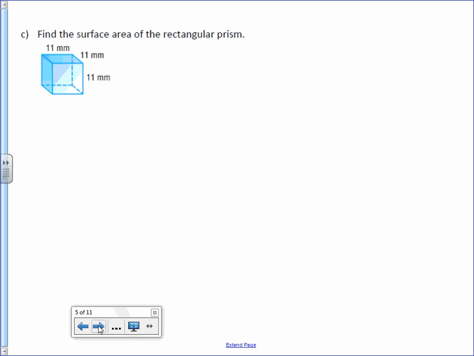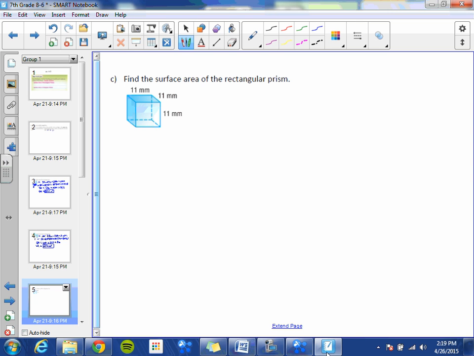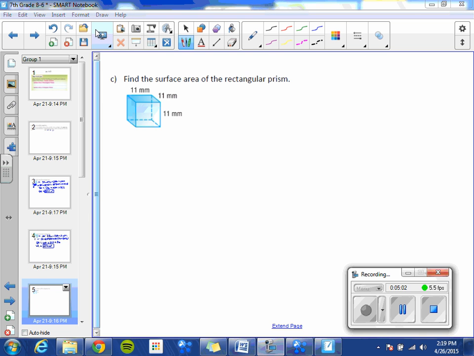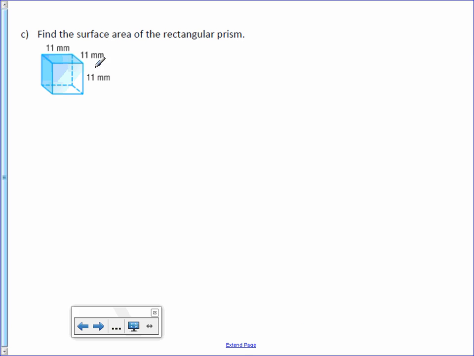Letter C. Find the surface area of the rectangular prism. Now in this case, they're actually all the same measurements, so it does not matter which is which. This is actually a cube. It's a very specific kind of rectangular prism. So surface area equals 2 times length times width plus 2 times length times height plus 2 times width times height.